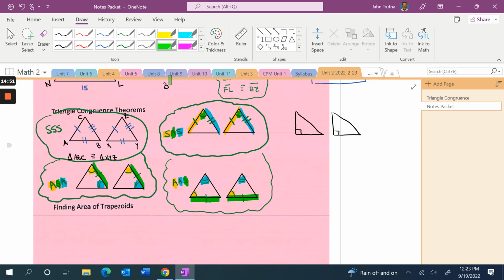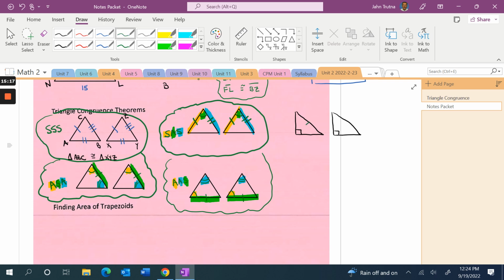Okay, so these are the 4 rules that work for any triangle. So we got side, side, side. We've got side, angle, side. We've got angle, side, angle. We've got angle, angle, side. Those are what are known as the triangle congruence theorems. And then there's a fifth theorem, which is specific only to right triangles. Okay? So here's how this fifth theorem works.